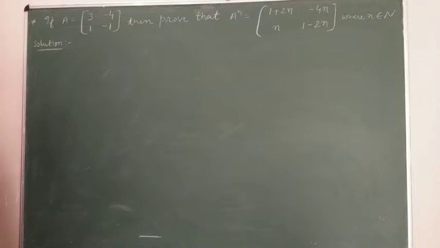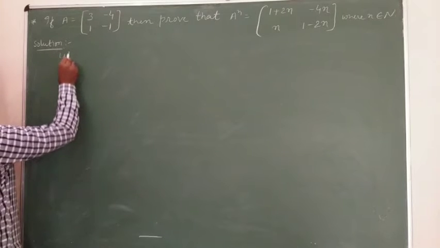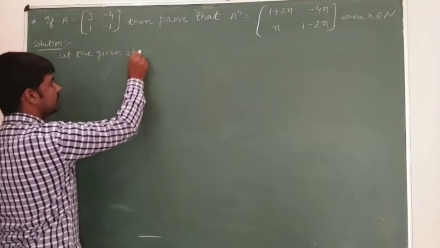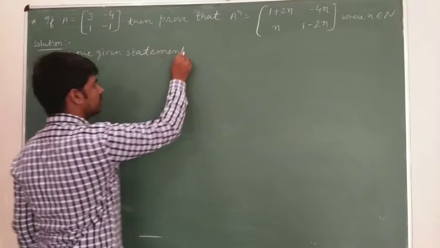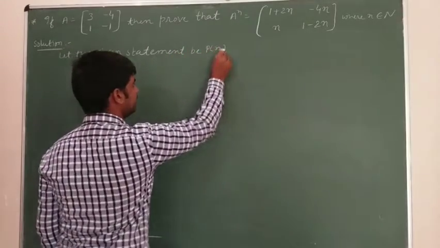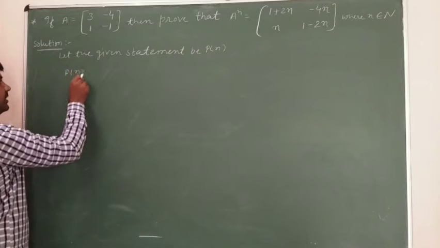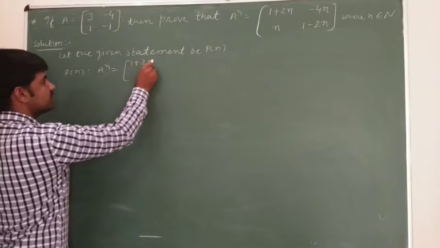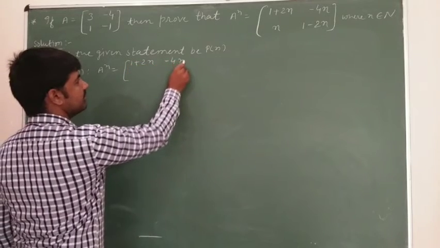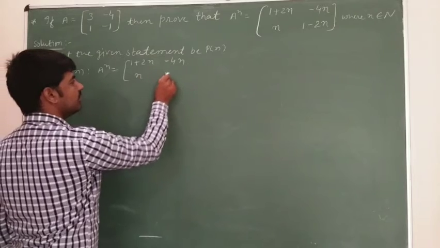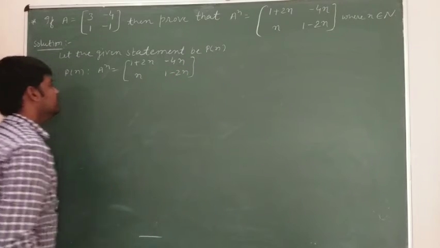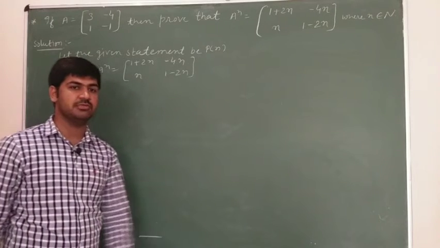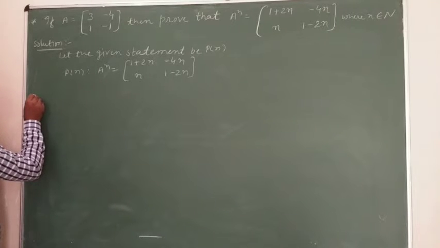Dear students, let the given statement be Pn. The given statement Pn is A raised to the power n is equal to 1 plus 2n, minus 4n, n, and 1 minus 2n. This is the given statement. The first step in proving this statement using the principle of mathematical induction is to check whether P1 is true or not.